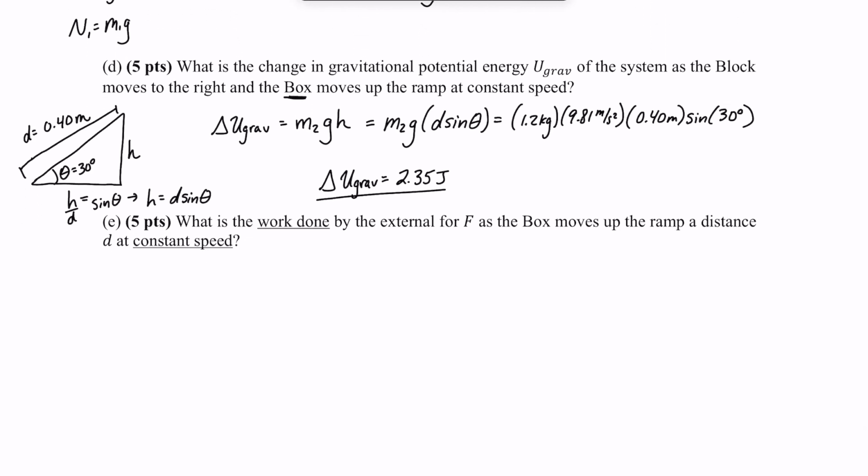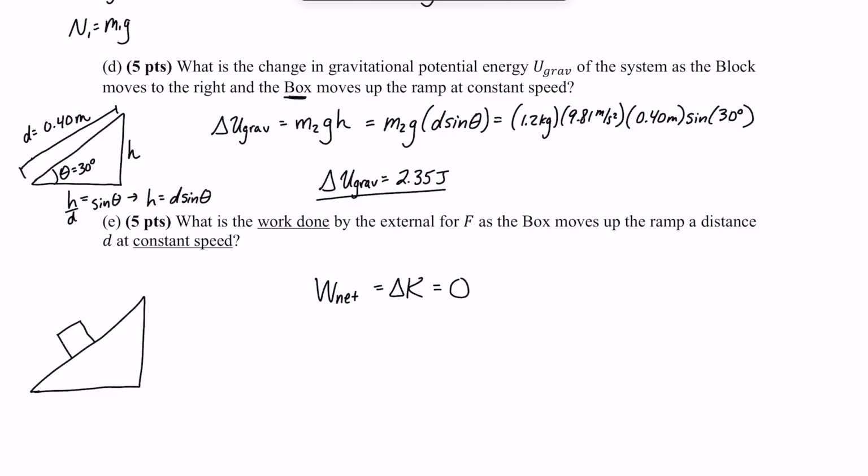For the final problem, we're asked what is the work done by the applied force as the box moves up the ramp that distance d at a constant speed. And this is similar to the last multiple choice question on this exam. Assuming the box moves at a constant speed, our change in kinetic energy is going to be 0. And so we just need to figure out the net work done on the box.